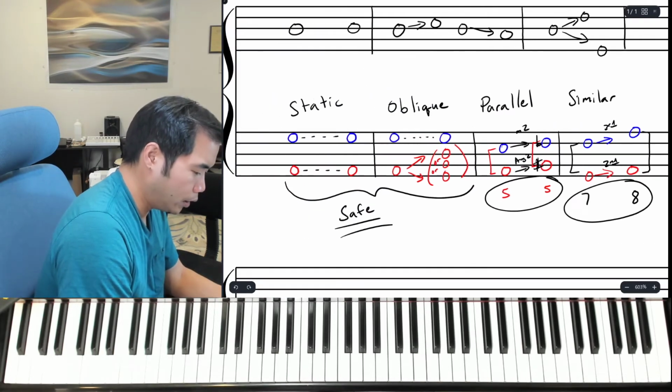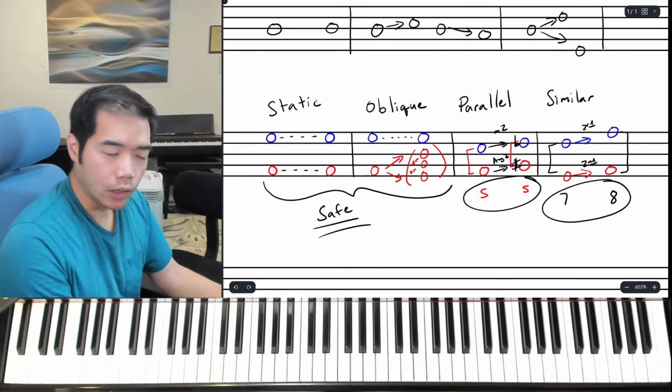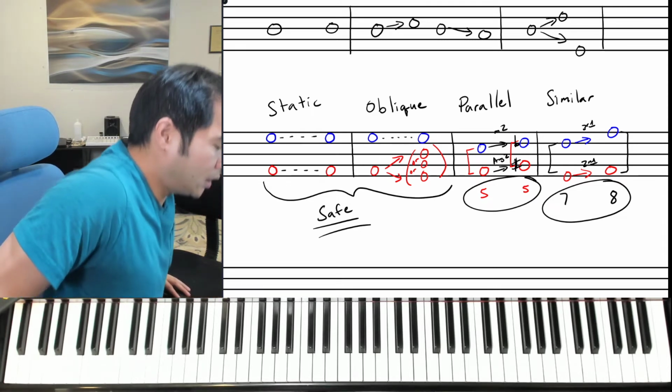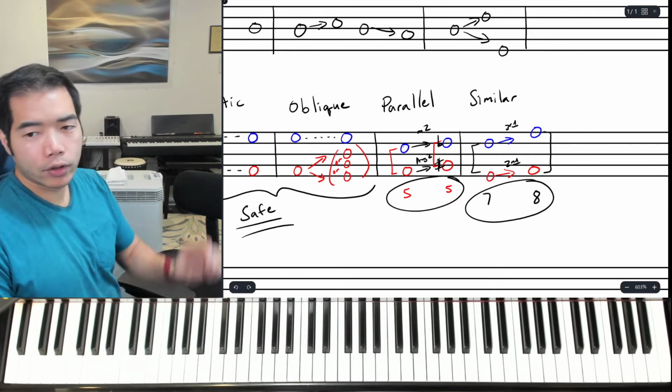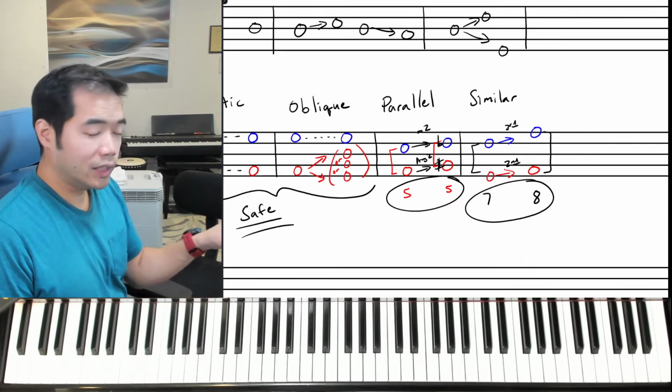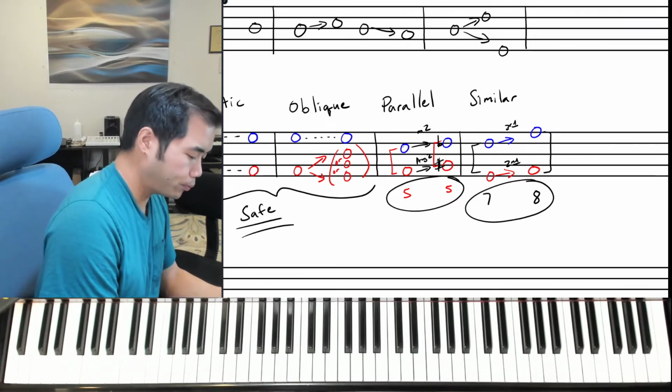All right, so far, let's just review. We've talked about static motion, oblique motion, where one voice stays the same, the other changes. Parallel motion, they move in the same direction by the same interval. Similar motion, they move in the same direction but by different intervals.